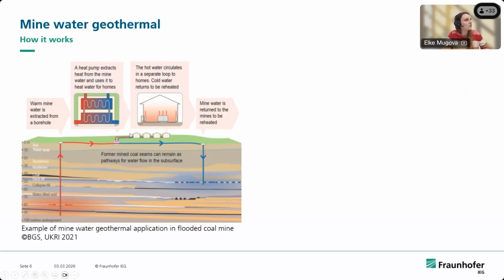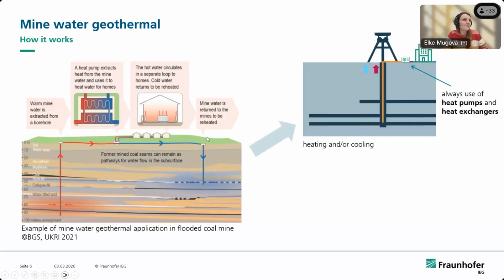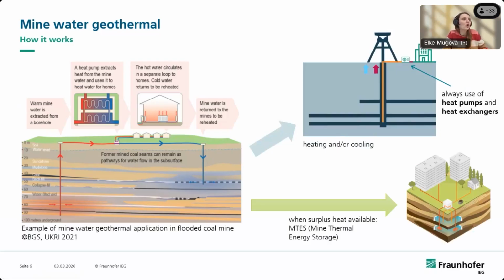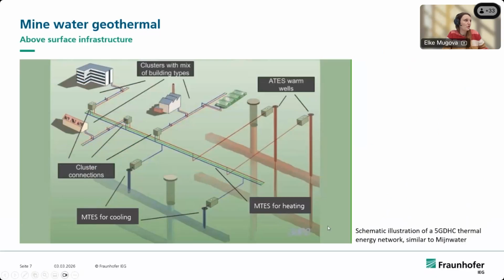And then the cooled down water after the heat exchanger usually can be either discharged into the next river or into the ocean, or it can be injected back into the mine, which is the usual use case, so that you really have a circulating system here. As I said, we always have to consider we use first heat exchangers and then we use heat pumps. So this is the heating or cooling option with mine water geothermal. Or when surplus heat is available, we can do mine thermal energy storage.